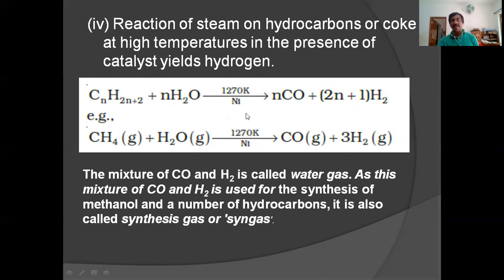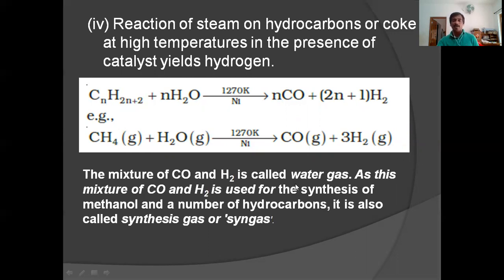It is a general equation to write the product of any hydrocarbon. Here in the case of CH4, n is equal to 1, and 2n plus 2, that is 2 into 1 plus 2, is 4, giving CH4. In that way. However, you have to remember at least one example. You remember the example of CH4 plus H2O gives CO plus 3H2.